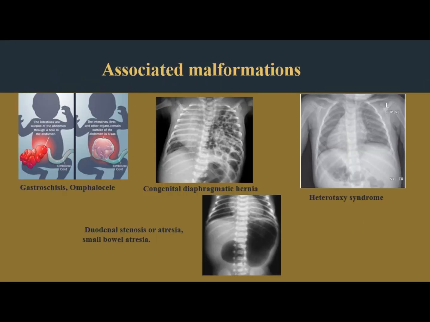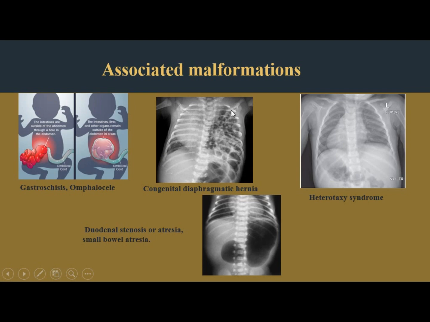Associated features of malrotation: we have many associated diseases that present with malrotation, mostly gastroschisis and omphalocele. Here, when there is herniation of the midgut outside the abdominal cavity, there will be a problem in reduction. So the midgut will not be returned to the abdominal cavity. The baby might present with gastroschisis or omphalocele.